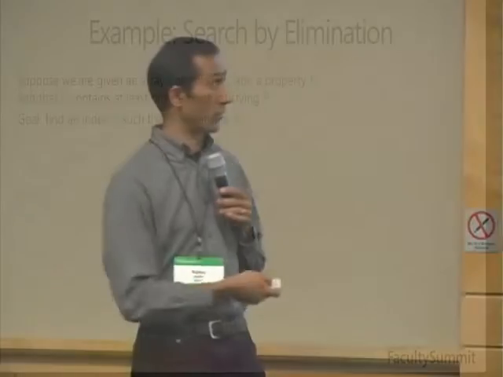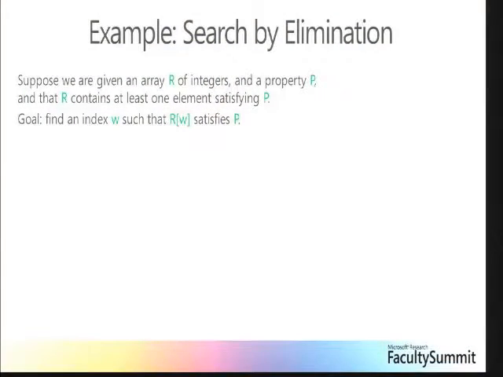The idea is that we try to do lots of examples, and focus on these particular problems. And very similar to Dijkstra's book, we'll start off with the problem description and then start thinking about how we would solve it algorithmically. So just to give an illustration of a typical lecture, here's an example. We're given an array of integers, R, and a property P. And we are told that R contains at least one element satisfying P. And the question is, find an index W such that R of W satisfies P.